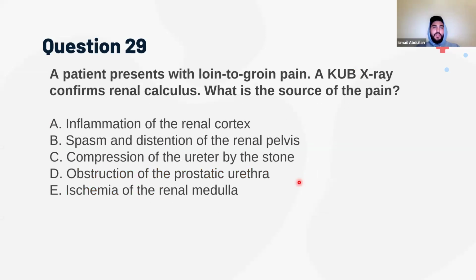So yeah, cool. So a patient presents with loin to groin pain, or another way you can say it is renal colic pain. A KUB X-ray confirms renal calculus. What is the source of the pain? So what do you think?